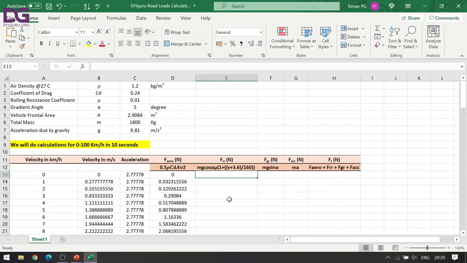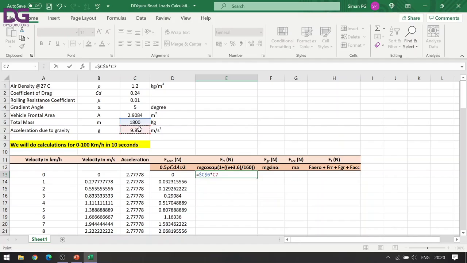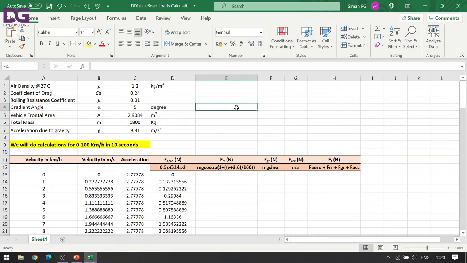Similarly, now we will calculate the rolling resistance force. Again equals, multiply that by mass, then multiply by acceleration due to gravity, and now multiply by cos. Before having the value for cos, we have to do one thing. Microsoft Excel by default uses radians instead of degrees. So we have to convert this 5 degrees into radians.